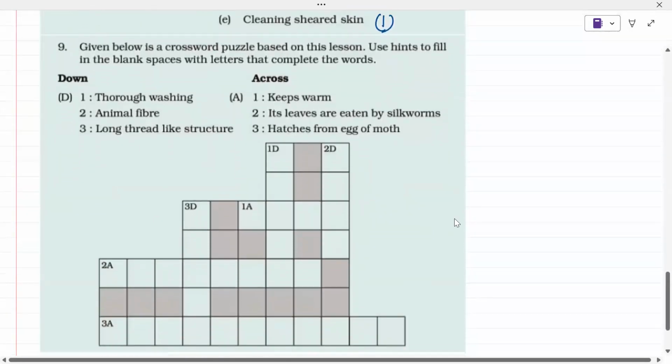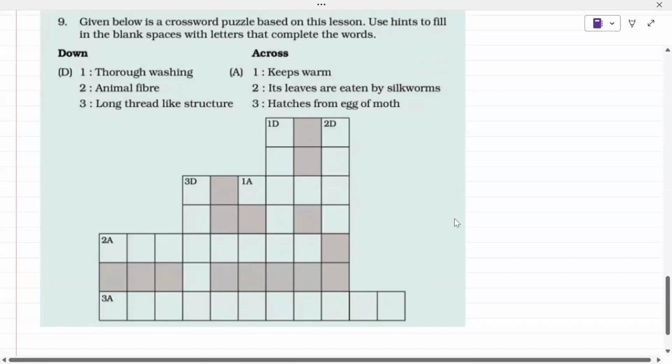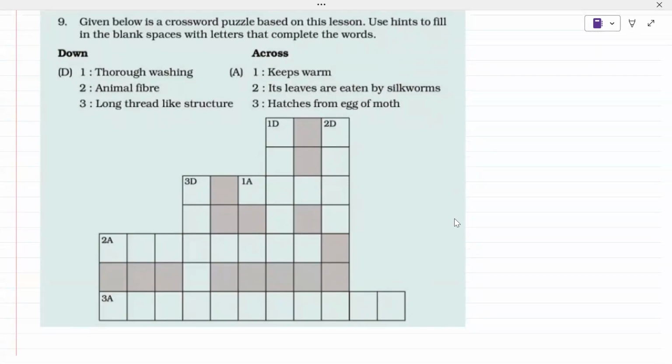Okay, now question number 9. Given below is a crossword puzzle based on this lesson. Use hints to fill in the blank spaces with letters that complete the words. Okay, so now we have to complete this crossword puzzle. Let's see from top to bottom, down option, and then we will see across.